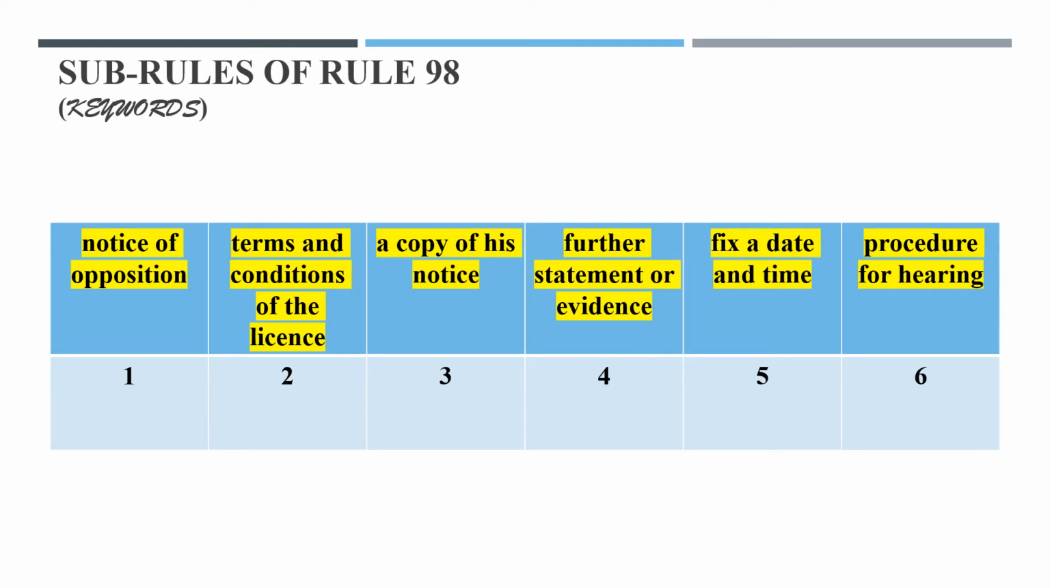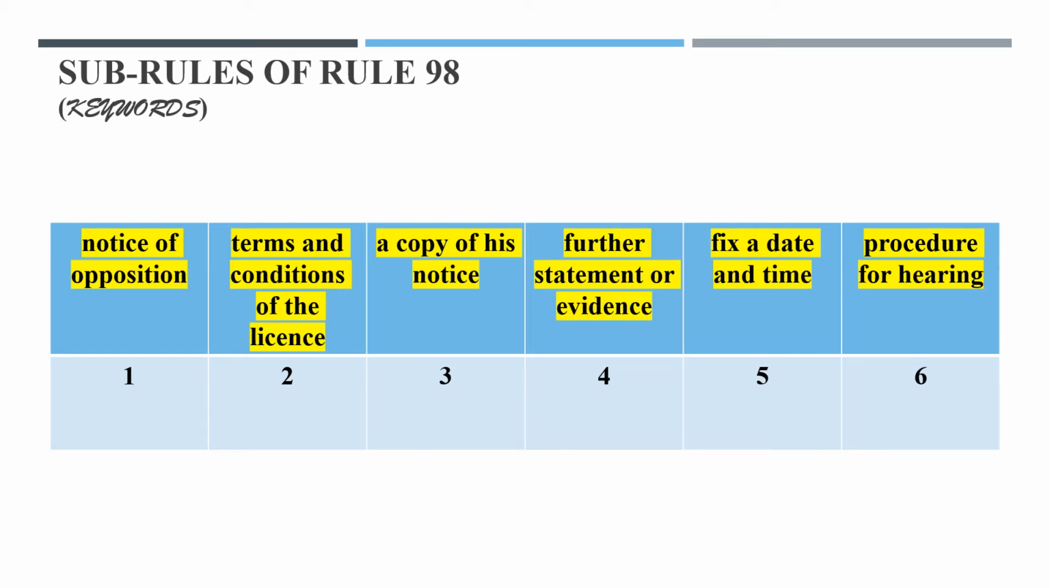Subrules of Rule 98 and their keywords or key terms. As a whole, there are 6 subrules in rule number 98. I have picked up some key terms for the respective subrules of rule number 98. So let us proceed. For subrule 1, the key term is notice of opposition.